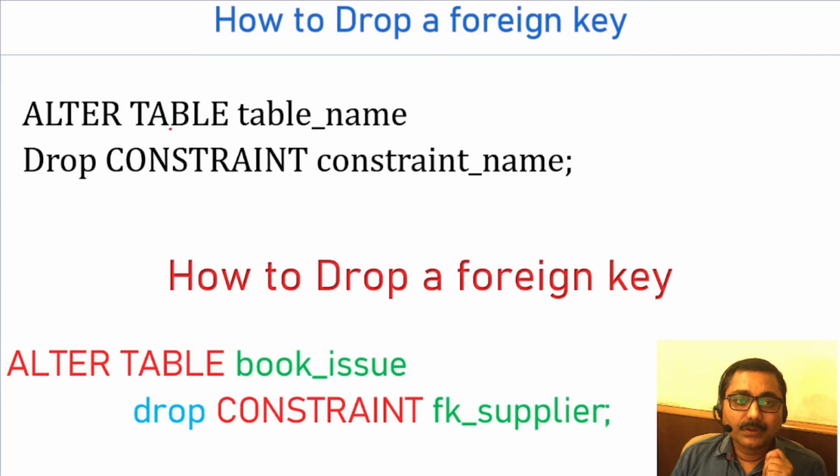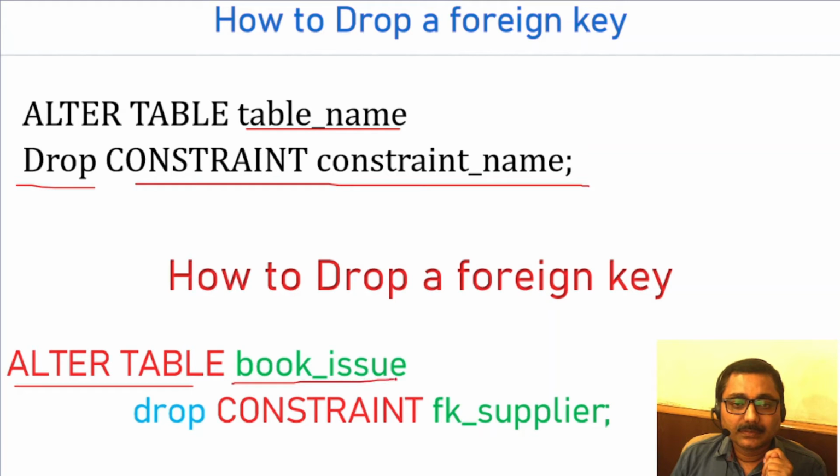Then how to drop a column? Sorry, how to drop a foreign key? It's very simple. Alter table, table name, drop constraint, constraint name. For example, alter table book issue table. Book issue is the name of the table, and we will drop constraint FK underscore supplier, or you can say FK underscore book.